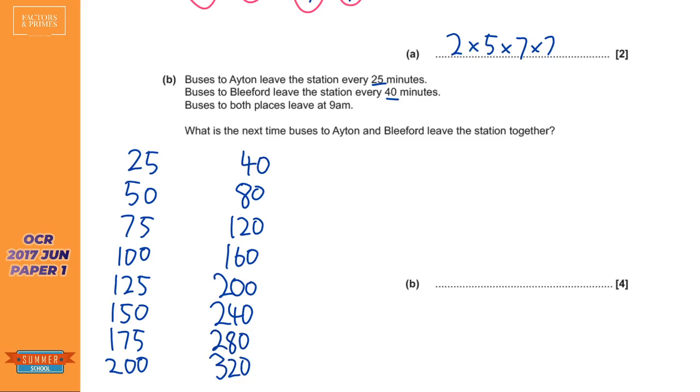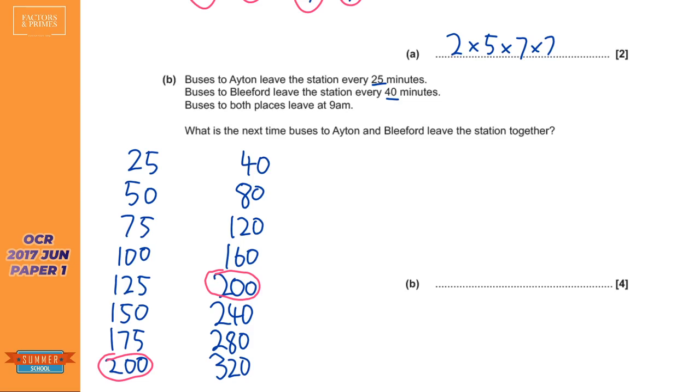Okay. Lowest common multiple is the lowest number in both of the times tables. So if we look, then 200 is in both times tables. Always double check, have a look: 125, 120, 150, 160, 75 and 80, and 50 and 40. No. So 200 is the first one.